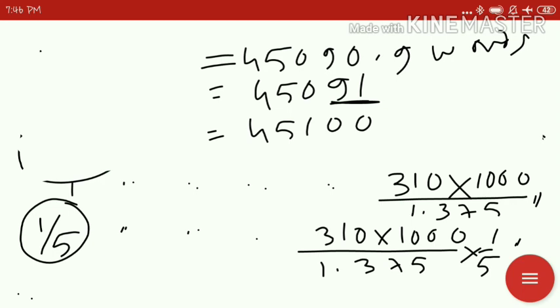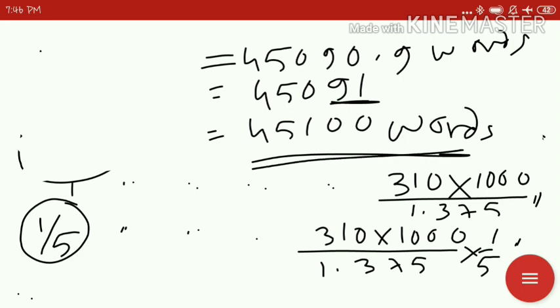This amount of words we can make by using 1/5 of a liter of the ink. That is our answer: 45100 words we can easily write by using 1/5 liter of the ink. It's quite easy, but you just need to think about what we need to find out, and for that, what we need to know. I mean, the concept you have to build inside of you.